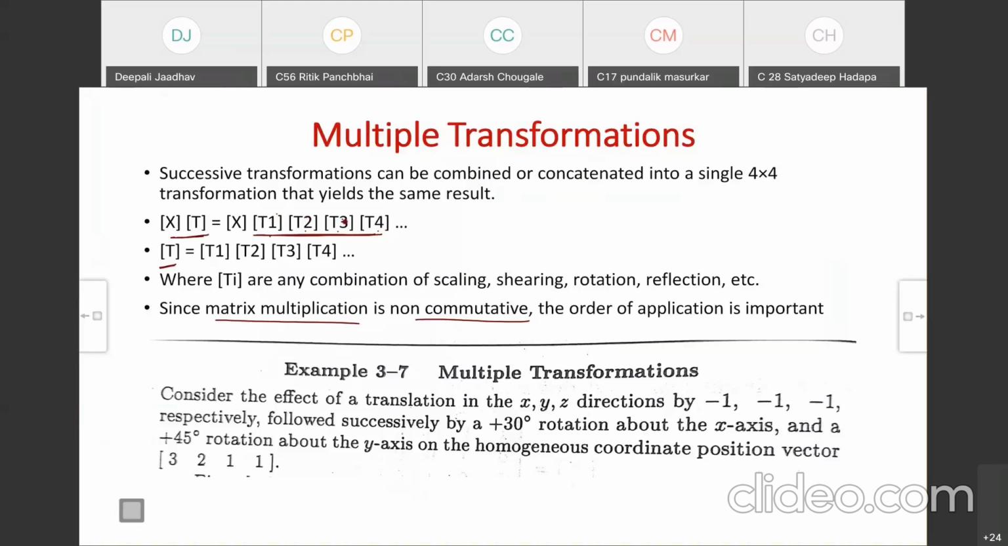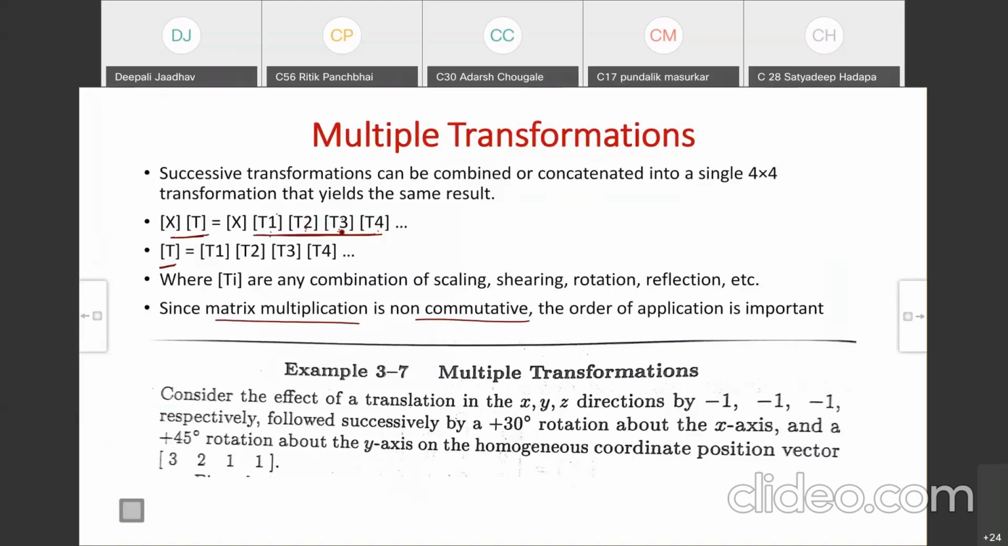First, we perform the multiplication of T1 with T2, then the result is multiplied with T3, then the result is multiplied with T4. We cannot change the order. Why? Because matrix multiplication is non-commutative. A multiplied with B is not equal to B multiplied with A. That's why we need to consider this every time we perform multiple transformations.